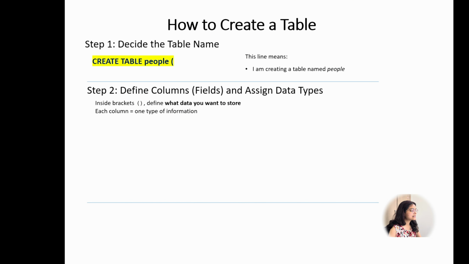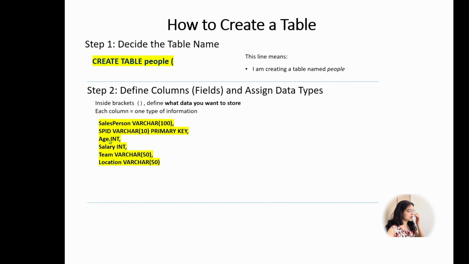It says that inside brackets, define what data you want to store, and each column is equal to one type of information. You will understand when you see this. So this is how it looks. First, you are giving the column name. Salesperson is nothing but the column name, right? So my first column is going to be salesperson, and that's why I've written it here.